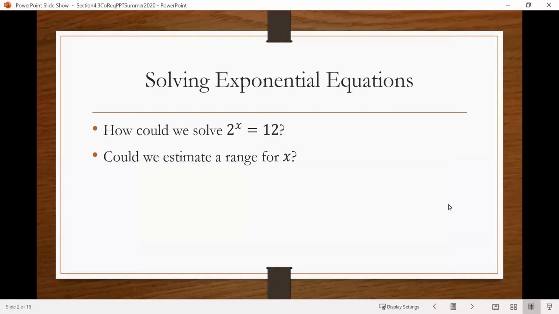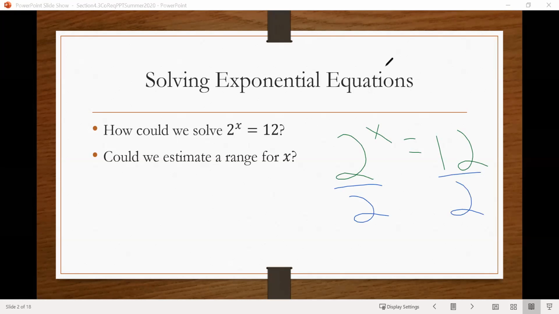Okay, so we've been talking about exponential equations or exponential functions at the beginning of chapter 4. And now we're going to look at solving exponential equations. So here's an example. How could we solve the equation 2 to the x equals 12? Let's first try to do some brainstorming on this based on stuff we know so far. Well, one of your instincts might be to try to divide both sides by 2.